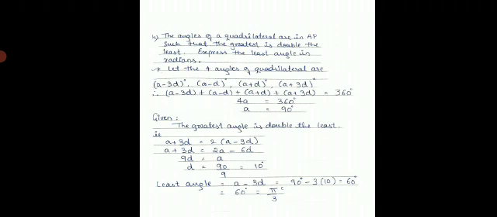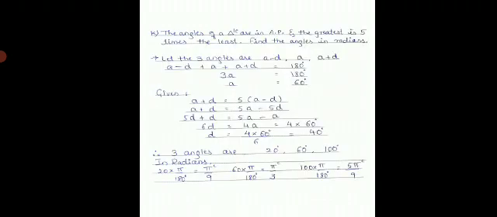Now, in radians, 60 degrees can be written as pi upon 3. Multiply 60 degrees by pi upon 180, and you get the least angle value in radians equal to pi upon 3 radians. I hope students understood this. Next question.